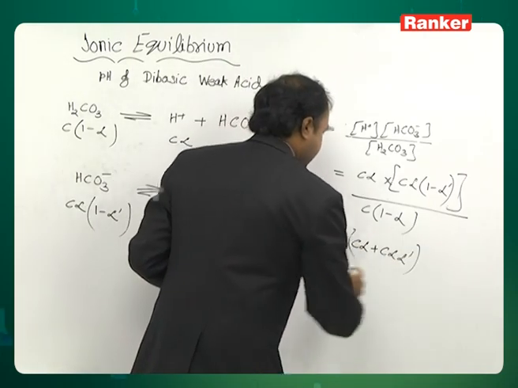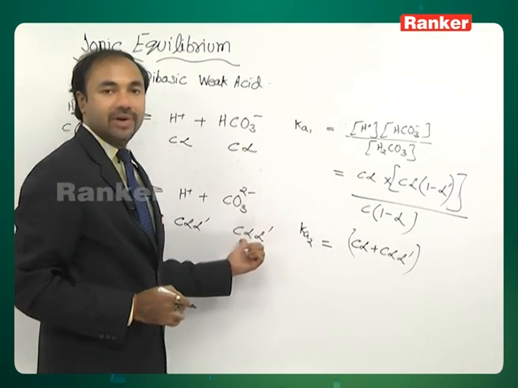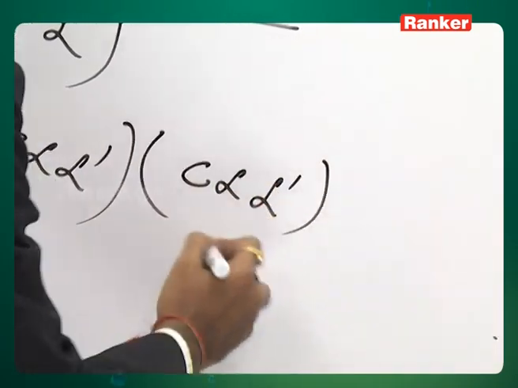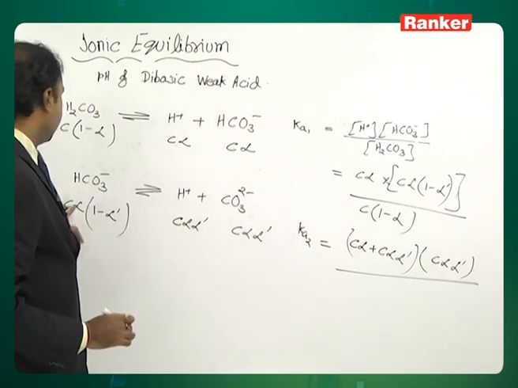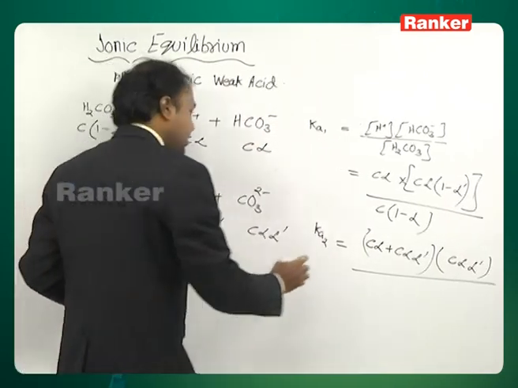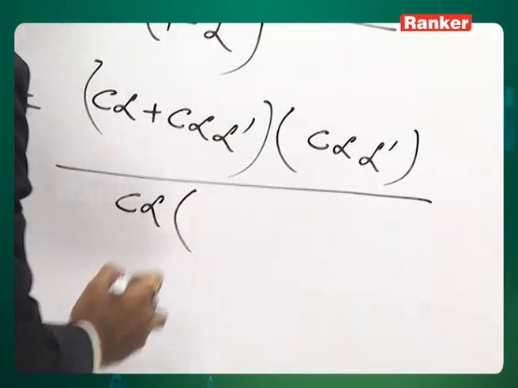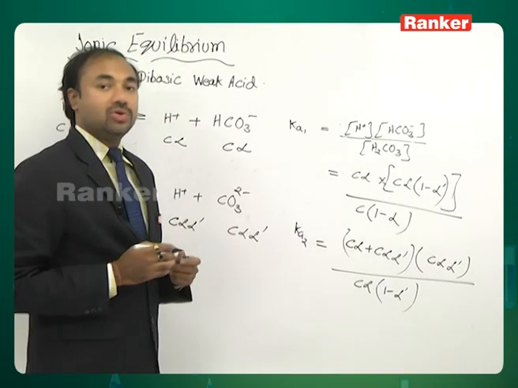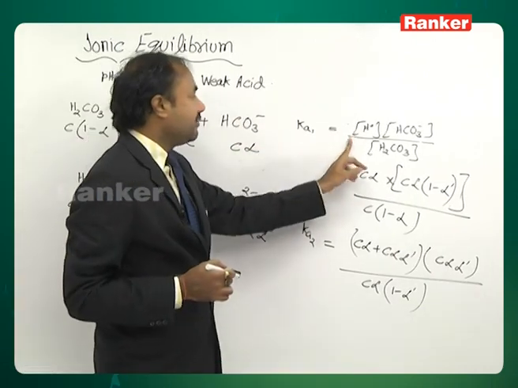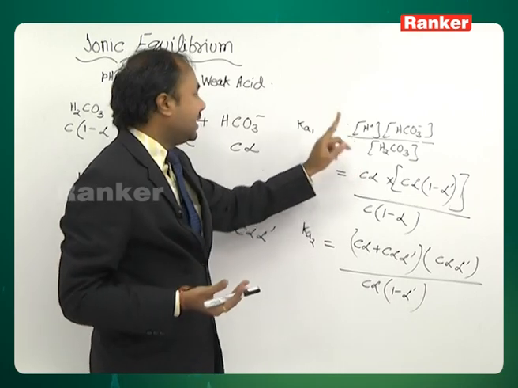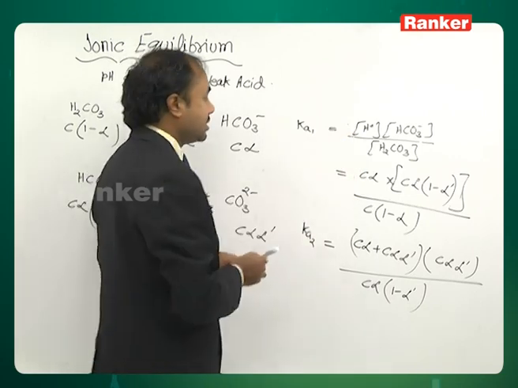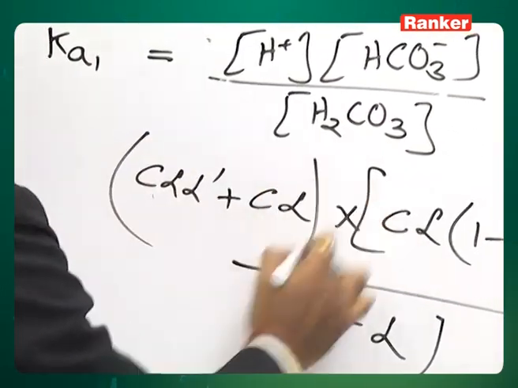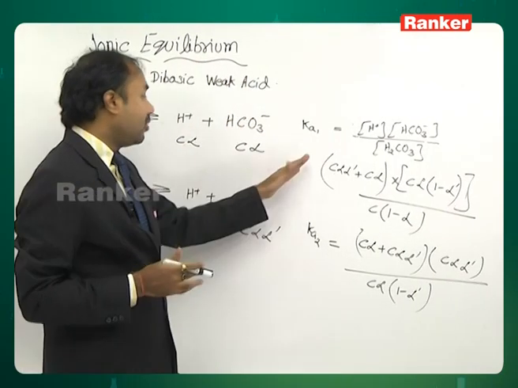Now this is the concentration of H+ ions into the concentration of carbonate ion, which will be C alpha alpha dash, upon the concentration of bicarbonate ion, which will be C alpha into 1 minus alpha dash. One thing more you should have understood by now, that even here in the first equilibrium, we will have to put the total H+ ion concentration, which is C alpha plus C alpha alpha dash. Quite a complicated formula it has become.